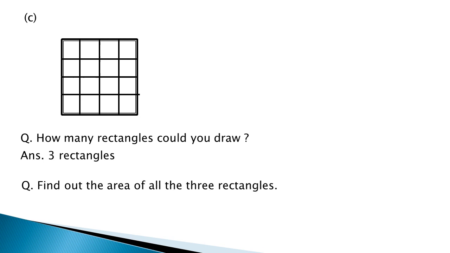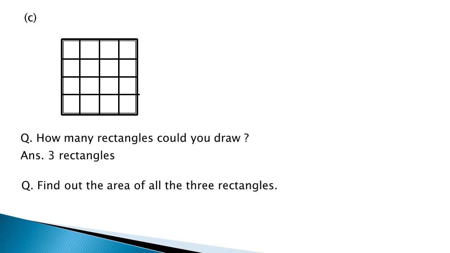It means all the squares are rectangles. Understood? All the squares are rectangles. But is any rectangle a square? No. No rectangle is a square. Why? Because in a rectangle only opposite sides are equal, while in a square all the four sides are equal. That is why no rectangle is a square, but all squares are rectangles.